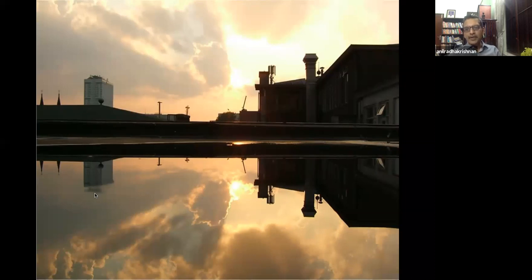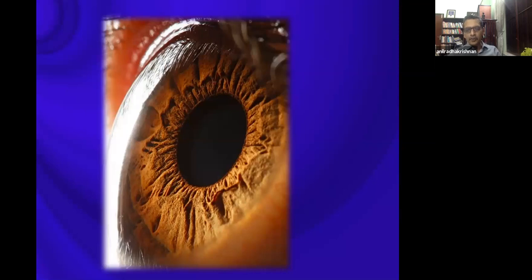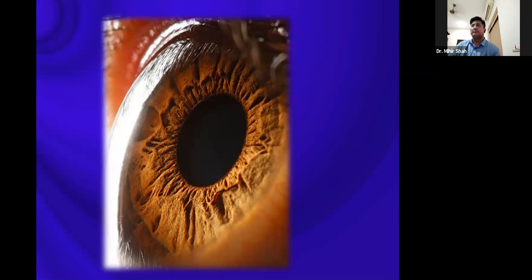There is one small difference with the cornea: it's a convex surface. So the imperfections would be sort of highlighted, exaggerated. That is the principle of corneal topography as well as keratometry.